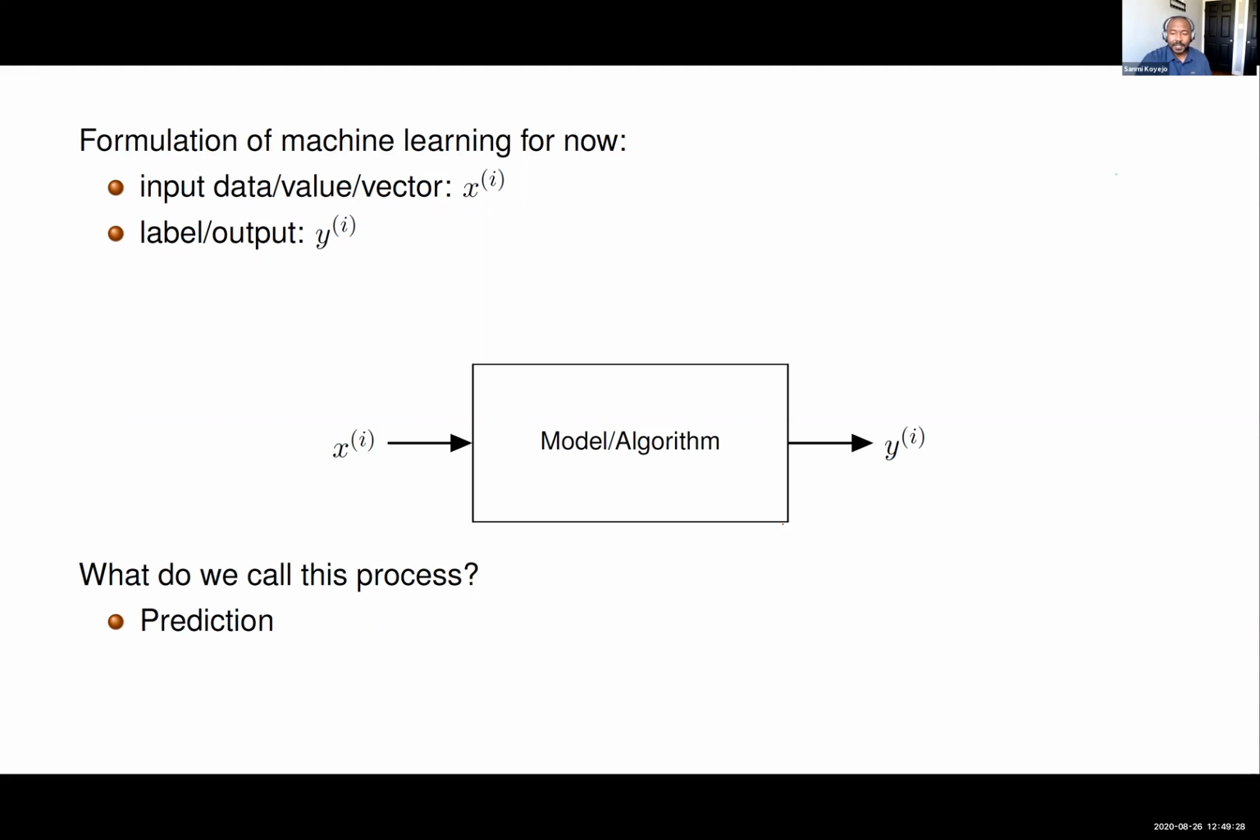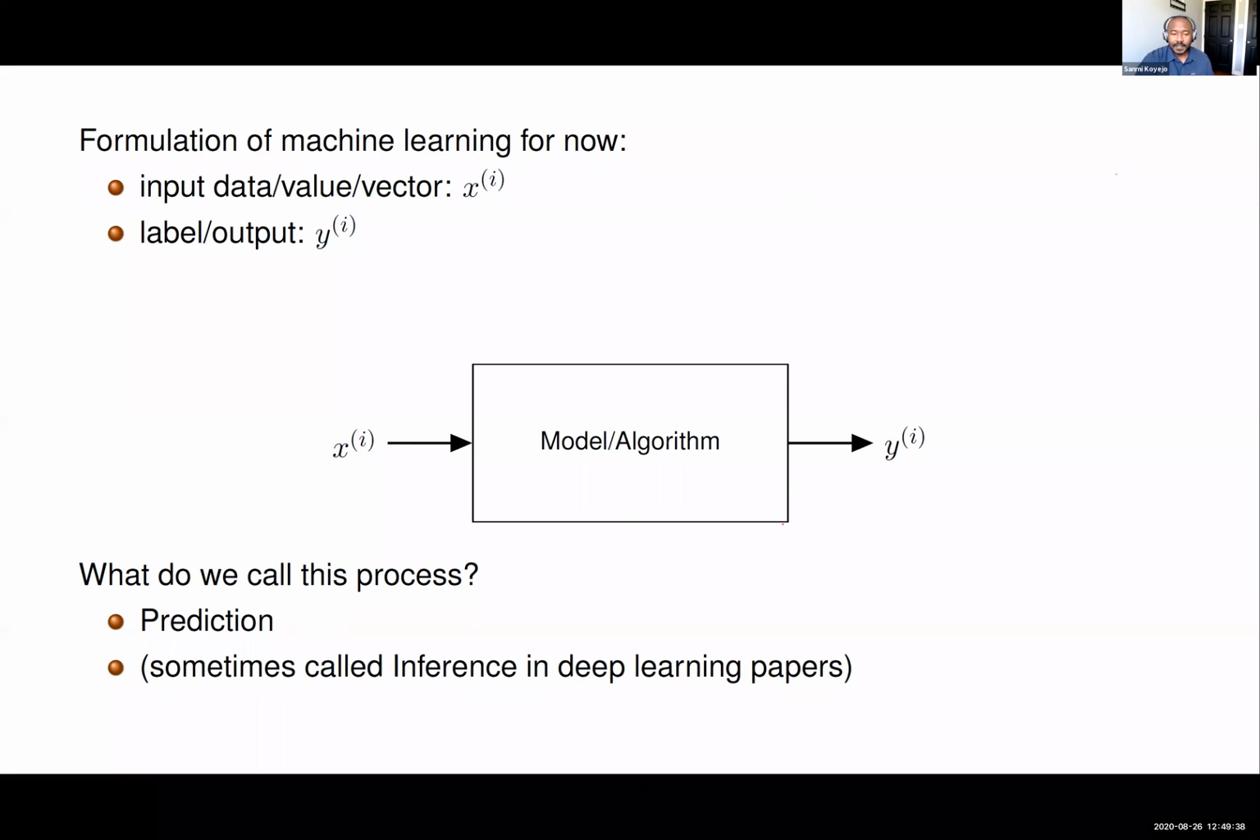Again, maybe old hat for some of you, but for many people, this might be new in terms of notation. In deep learning papers, and we'll spend some time talking about deep learning papers, this input-output mapping is often called inference. And it's just a quirk of history that deep learning papers often call this prediction process inference.